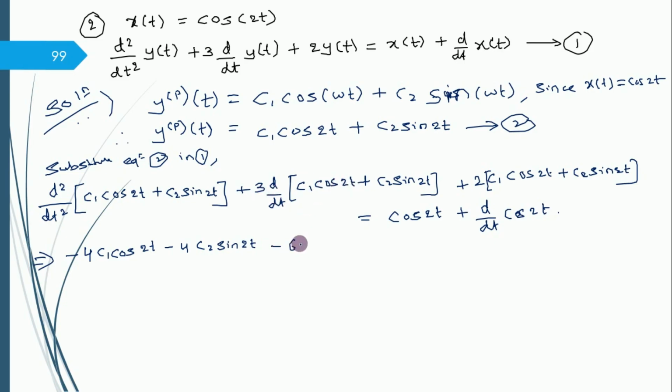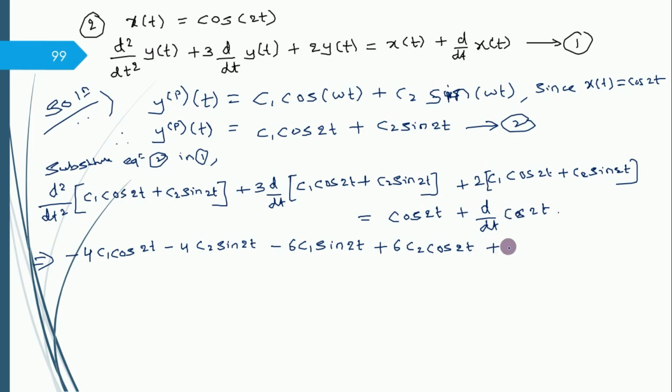3 into 2 is 6 C1 cos 2t; after differentiation, it would have become sine 2t. And here the differentiation of sine, it will remain plus, 3 into 2 is 6 C2 cos 2t. So the differentiation of sine t is cos t, and the differentiation of cos t is minus sin t. So these are the changes happening.